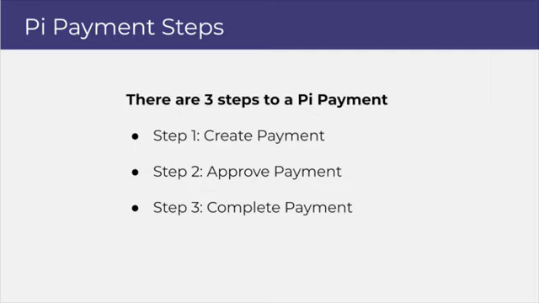So the process breaks down in 3 steps, which map pretty closely to what Christian was showing earlier. First, the app creates the payment. Second, the user approves the payment and actually submits the blockchain transaction. And then step 3 is the payment gets completed, which is sort of another round of confirmation to make sure that everyone is aware that the payment has been made and that the transaction has been executed on the blockchain.